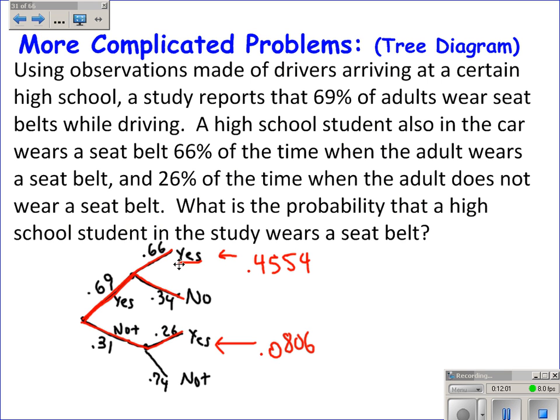Now these two events, I'm looking at this or this happening, and in or situations, I always add them together. These are two disjoint events. You can't have the adult wearing and not wearing the seatbelt. It's one or the other. So I'll simply add them together. 0.4554 plus 0.0806, and I get 0.536 is the probability that a student is wearing a seatbelt.